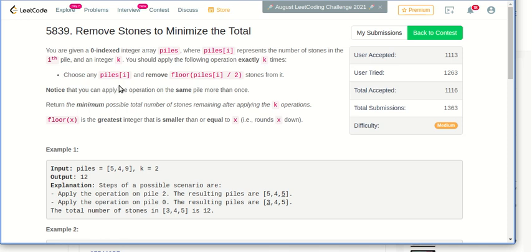At each operation you can remove floor of piles[i] divided by 2 stones from a pile. This is what you can do, and you need to return the minimum possible total number of stones remaining after applying k operations. So you have to minimize the total number of stones. So how will you solve this problem?